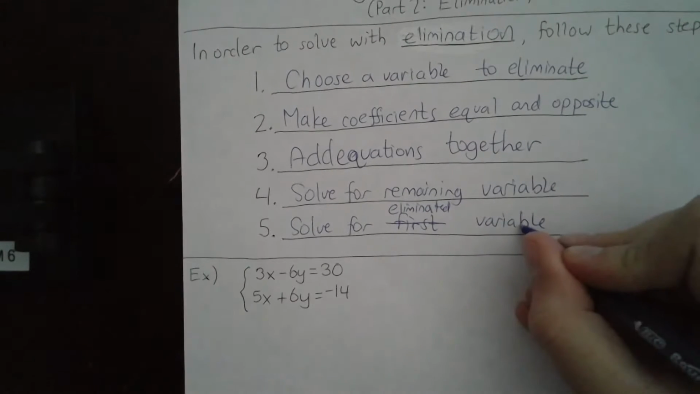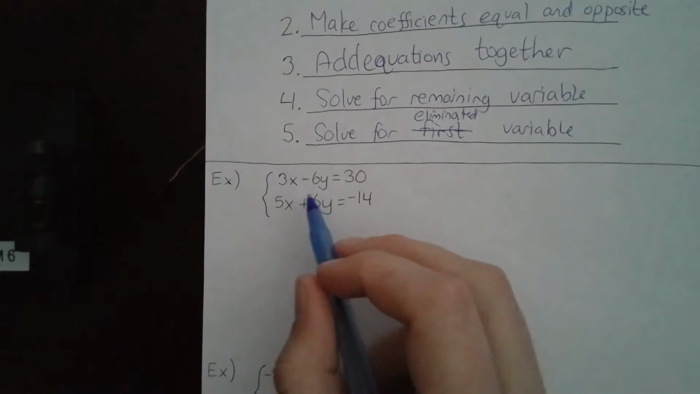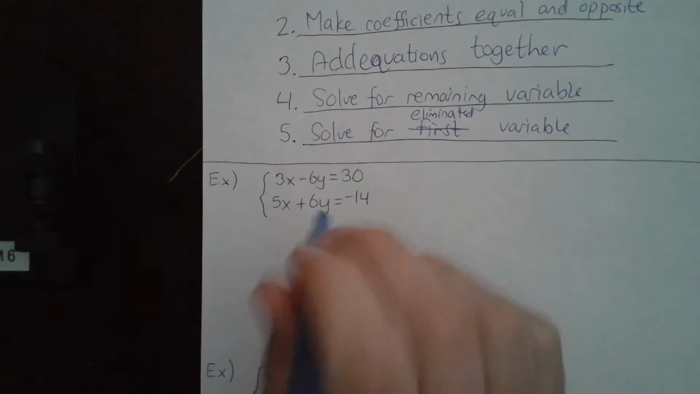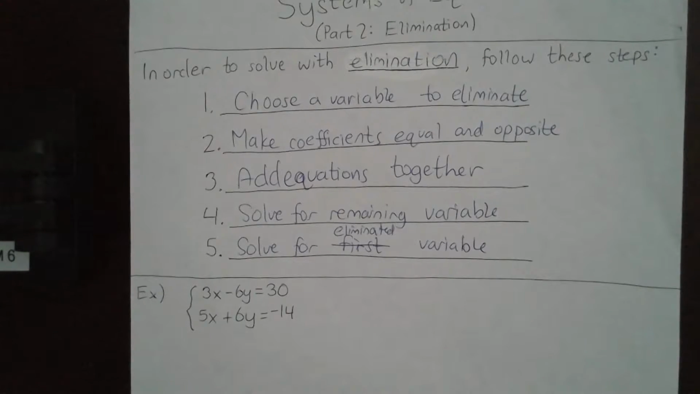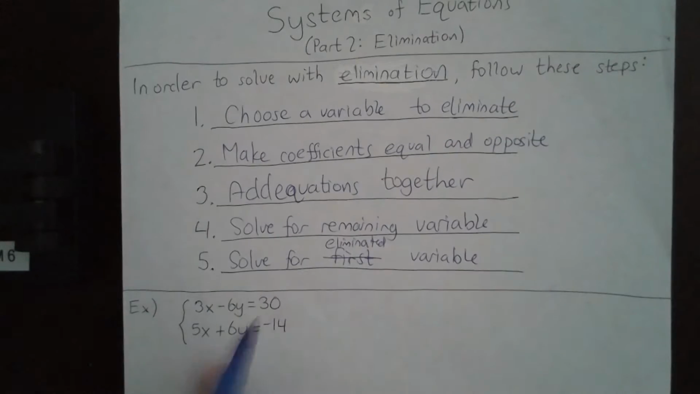Let's actually put this into practice, see what it looks like. Here's the system of equations. 3x minus 6y equals 30. 5x plus 6y equals negative 14. So today, I think we're going to eliminate the y. And we're going to see why in a second. So we picked y to eliminate.